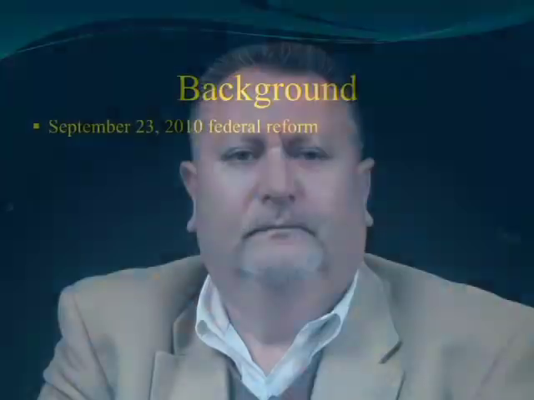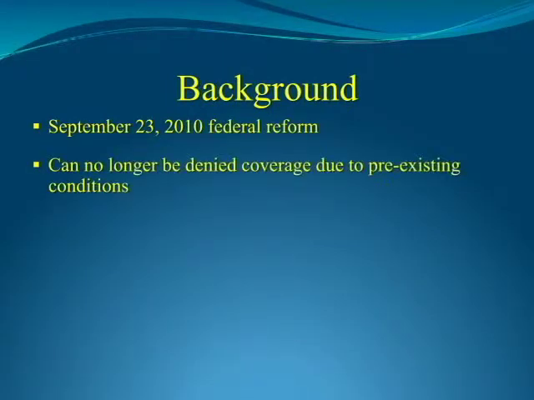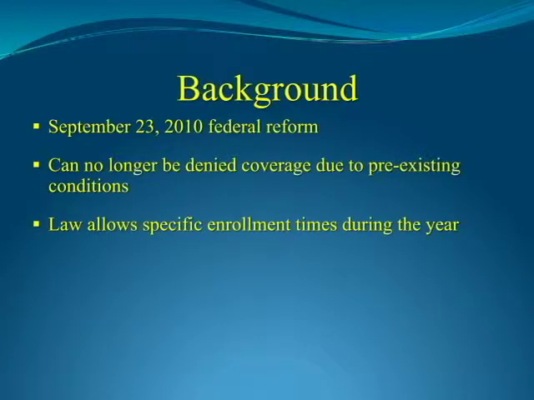Let me give you some background on the federal reform changes to the pre-existing condition clause for children under age 19. As of September 23, 2010, federal health reform no longer allows insurance companies to deny coverage for children with pre-existing conditions. However, the law does allow insurers to limit enrollment to specific times of year, known as open enrollment periods.